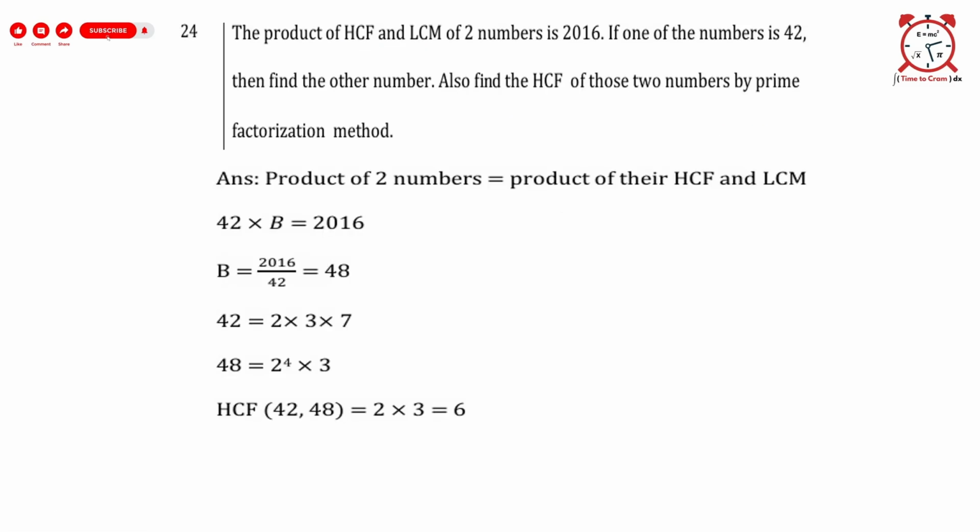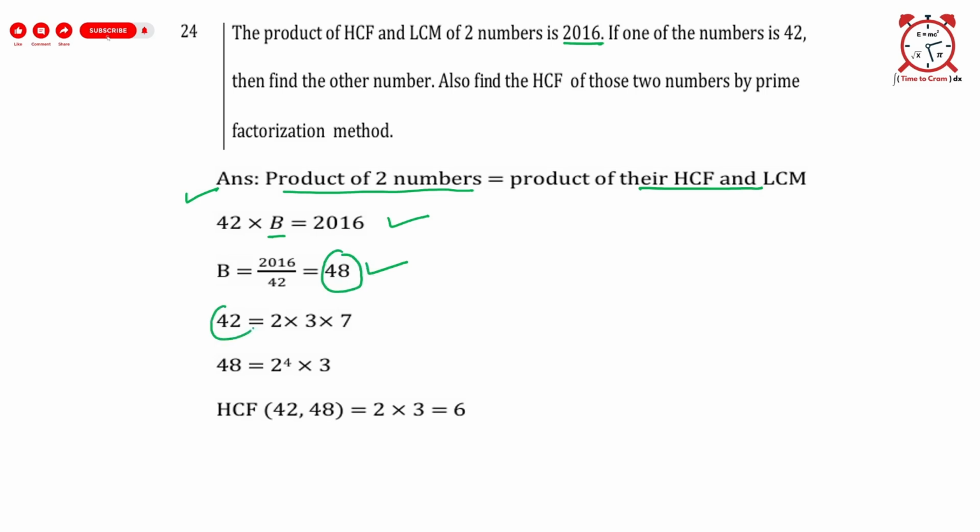Next question, last question of this section: the product of HCF and LCM of two numbers is 2016. If one of the numbers is 42, then find the other number, and also find the HCF of those two numbers by prime factorization method. We know this formula, students. This is a very important formula: product of two numbers equal to product of their HCF and LCM. So here we are keeping values properly. B is the unknown number that we have to find. If we simplify this equation, then we will get B equal to 48. So this is our second number.